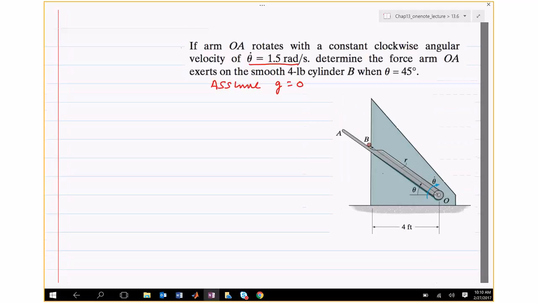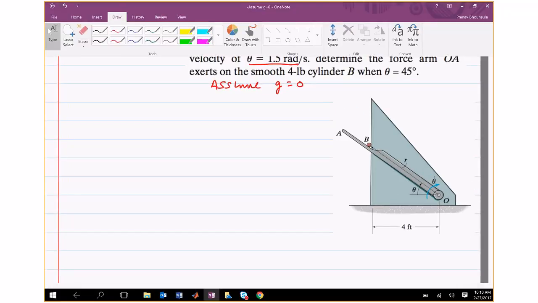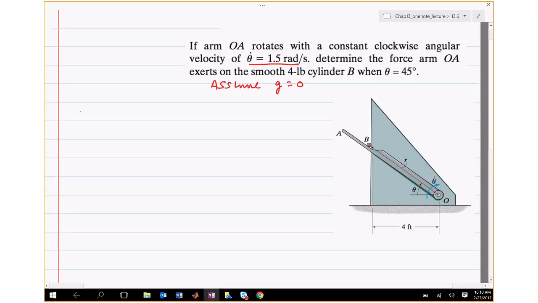Okay, so let's just write what we are given. Theta dot is 1.5 radians per second. Mass of B is 4 lb. Given that theta is 45 degrees, theta double dot is, what's theta double dot? What's the acceleration? 0, because it's moving with constant speed.